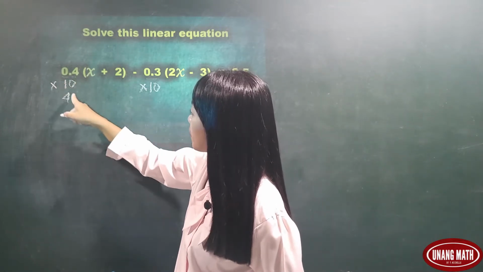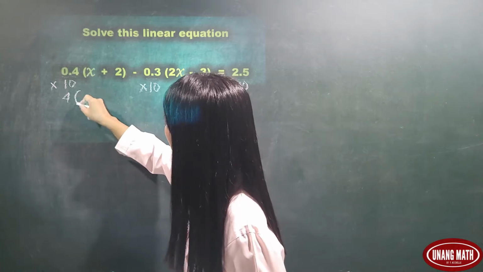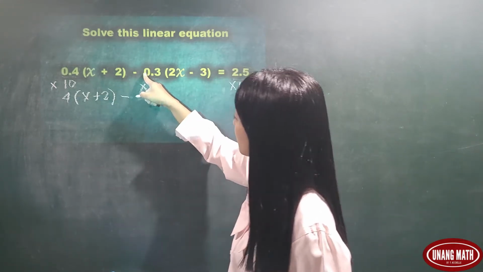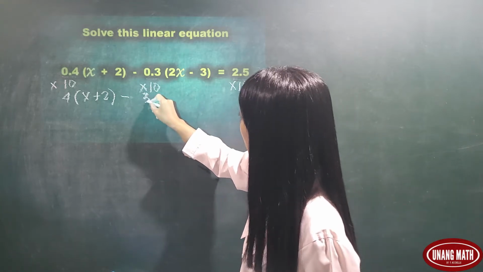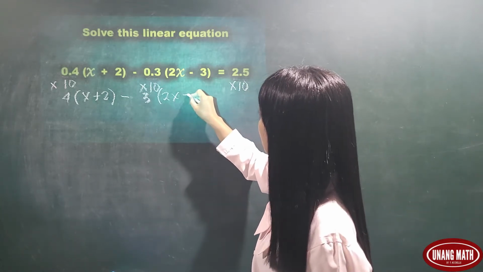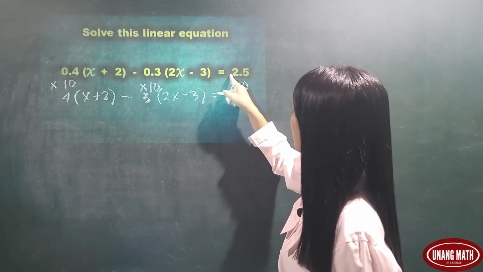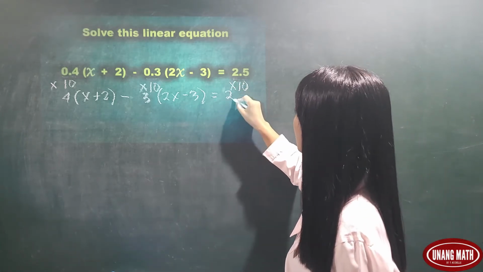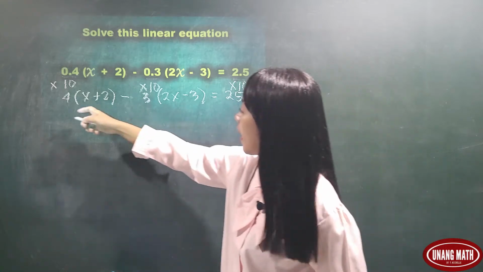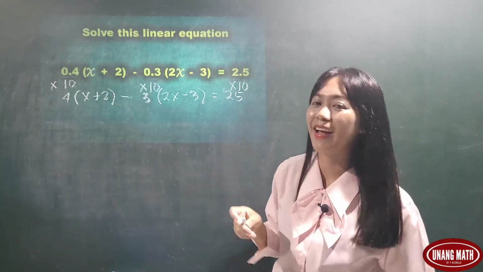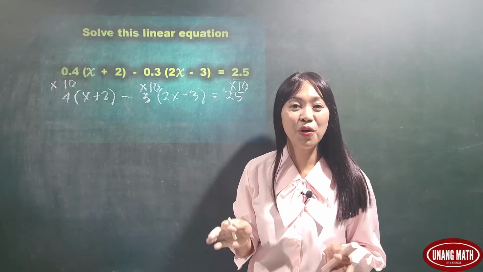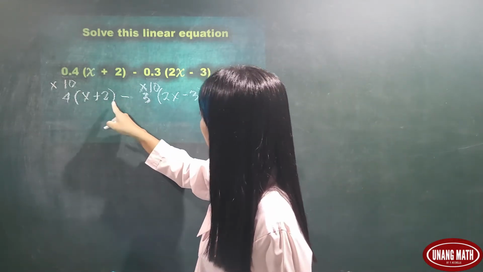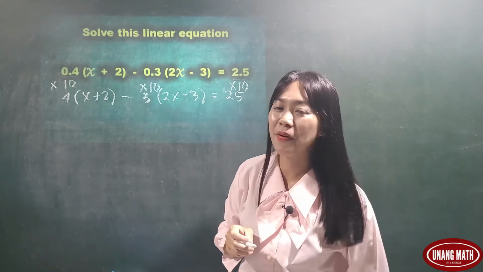Okay, 0.4 times 10 is 4. So we have 4 times x plus 2. Okay, minus 0.3 times 10, this is 3. So we have 2x minus 3. Okay, 2.5 times 10, this is equal to 25. Okay, now we have exact numbers. And it's easier to solve with exact numbers. Okay, using distributive property, we have to remove these parentheses.